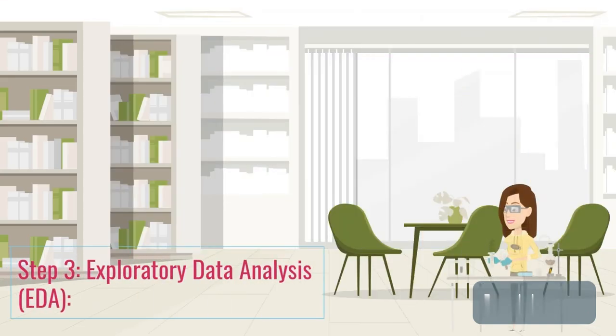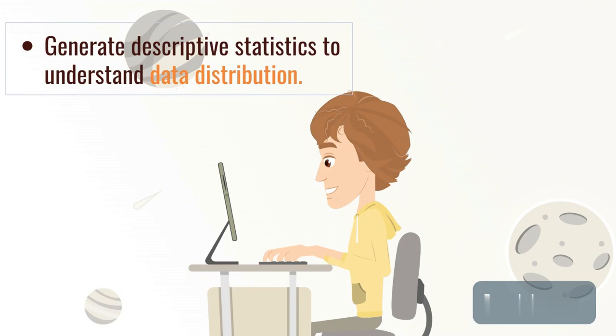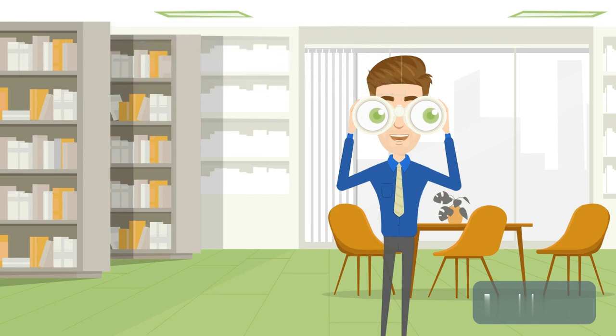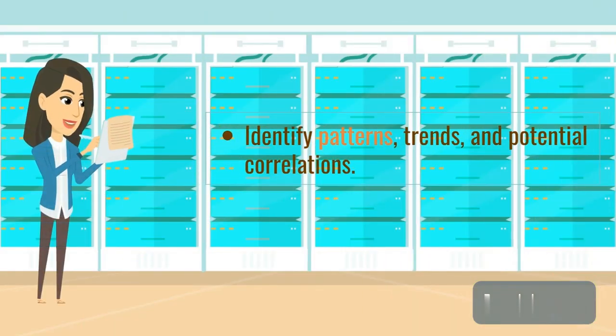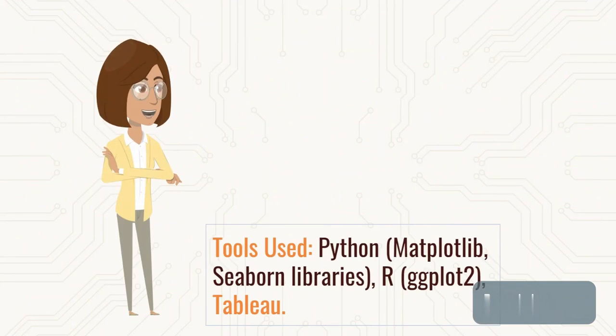Step 3. Exploratory data analysis, EDA. Generate descriptive statistics to understand data distribution. Create visualizations like histograms, scatter plots, and box plots. Identify patterns, trends, and potential correlations. Tools used: Python, Matplotlib, Seaborn libraries, R, ggplot2, Tableau.